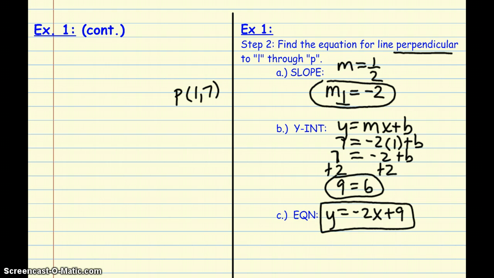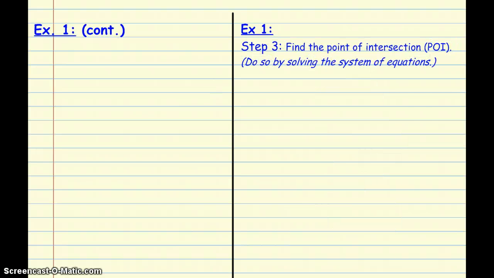So we have the equation for line L, and we now have the equation for the line that's perpendicular between point P and the line we started with. Now I want to find that point of intersection. From here, I'm going to solve as a system of equations, and in this case, I'm going to choose to do it by elimination.